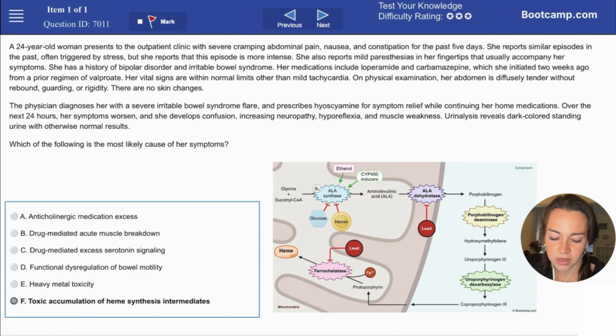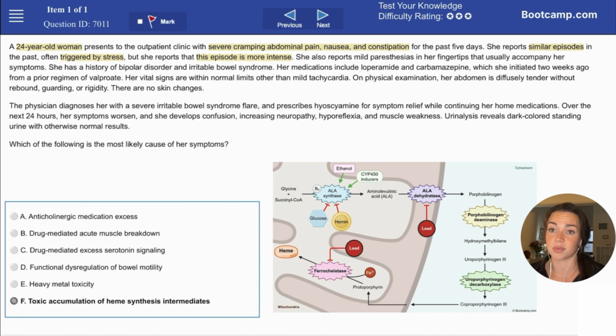So we have a 24-year-old woman, and she's coming to the clinic with severe cramping, abdominal pain, nausea, and constipation for the last 5 days. And she's had similar in the past, triggered by stress, but she's saying that this is more intense. So if I were to stop reading the question right there and you were to ask me for a diagnosis, I would say IBS, or irritable bowel syndrome, seems reasonable. She's having constipation and abdominal discomfort, and it's triggered by stress.